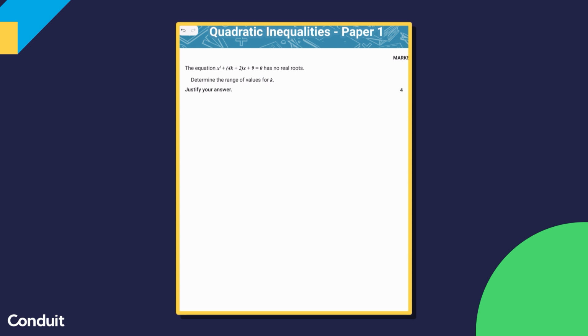Take a look at this question. We're given the equation x squared plus (4k plus 2)x plus 9 equals 0, and we're told that it has no real roots. We need to determine the range of values for k and justify our answer.